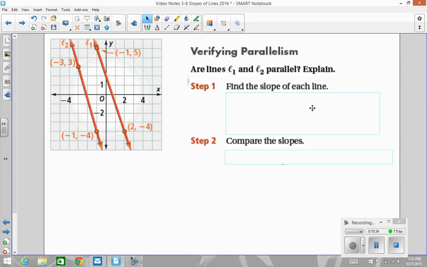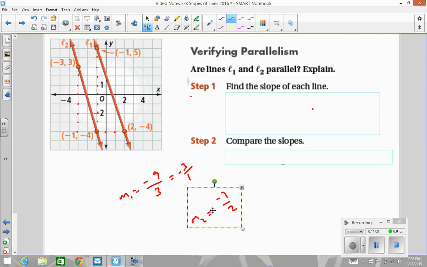So the first line, you could count, you could also do the slope formula, but I can count here. Line 1 is 1, 2, 3, 4, 5, 6, 7, 8, 9 down, and 1, 2, 3 to the right. So 9 down and 3 to the right for the first line, which is -3/1. The second line was 1, 2, 3, 4, 5, 6, 7 down, and 2 to the right.